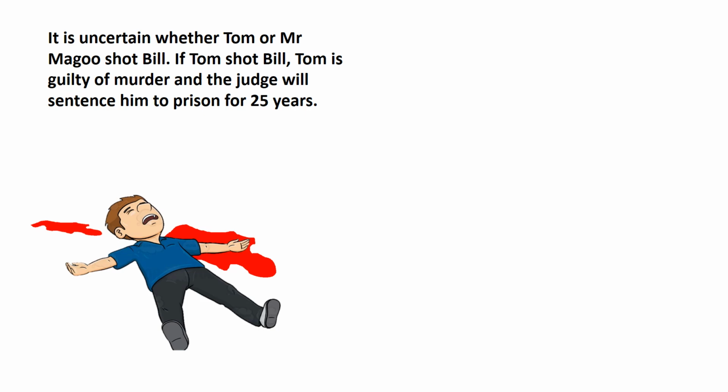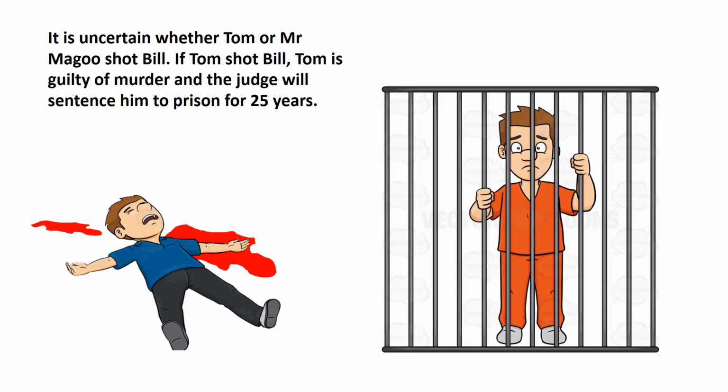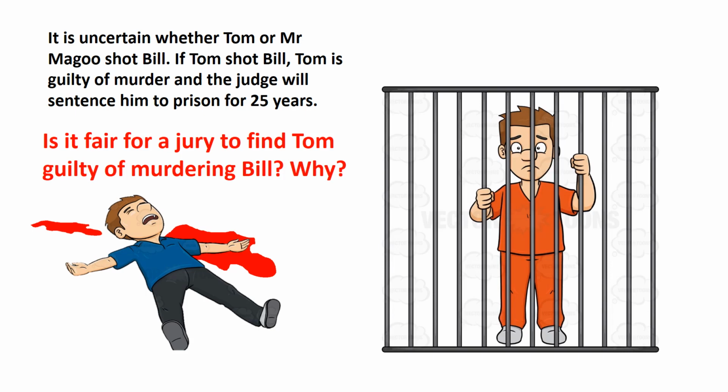If Tom shot Bill, Tom is guilty of murder, and the judge will sentence him to 25 years in prison. Again, the question for you is, is it fair for a jury to find Tom guilty of murdering Bill? And if so, why? I want you to pause this video and discuss this in your table groups.